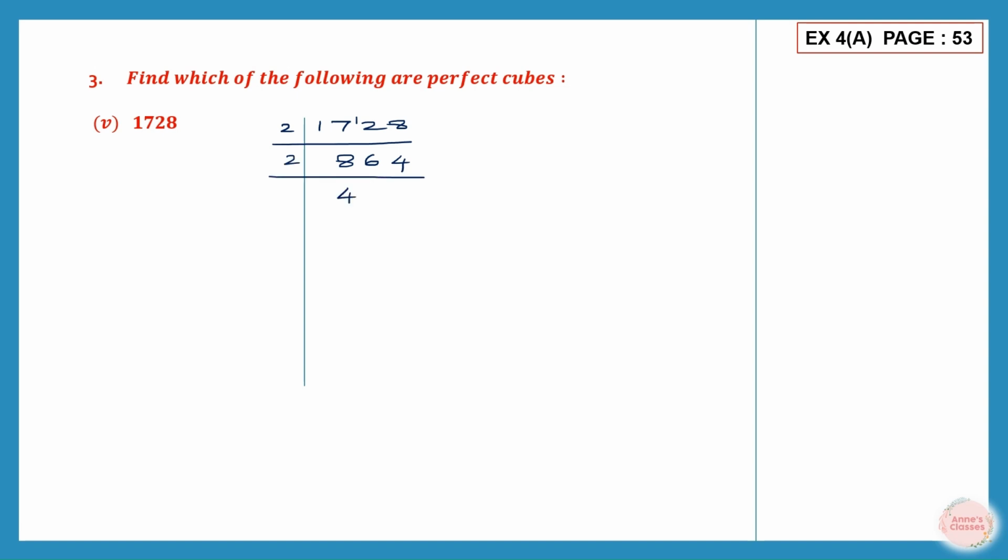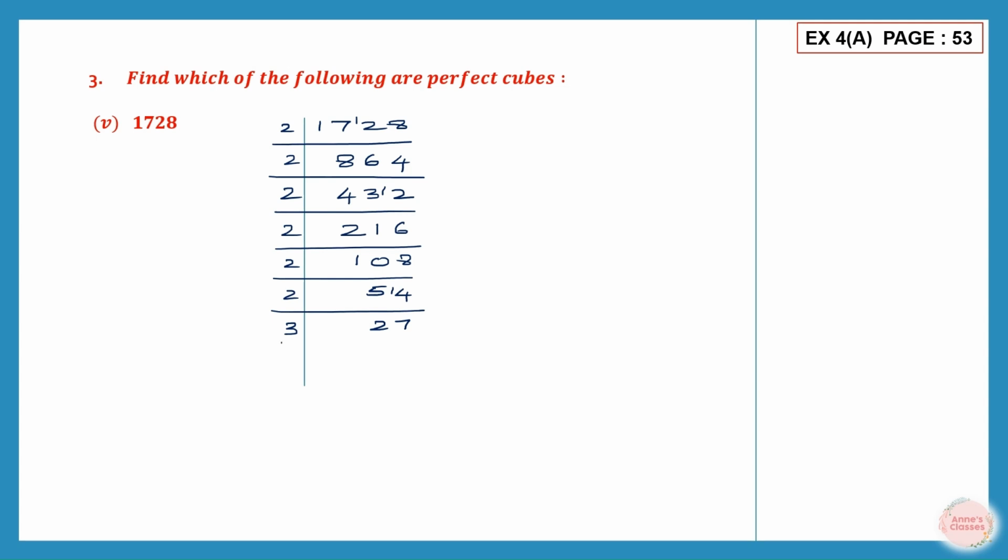2 4s are 8, 2 3s are 6, 2 2s are 4. Continue with 2. 2 2s are 4, 2 1s are 2, there's 1 left, 2 6s are 12. Continue. 2 1s are 2, then 0, 2 8s are 16. Continue. 2 5s are 10, 2 4s are 8. Again, 2 2s are 4, there's 1 left, 7, 2 7s are 14.